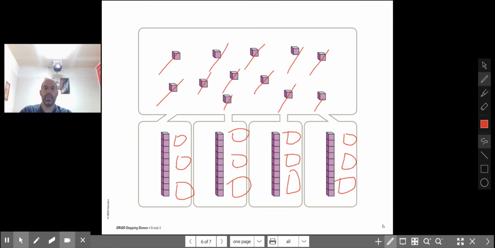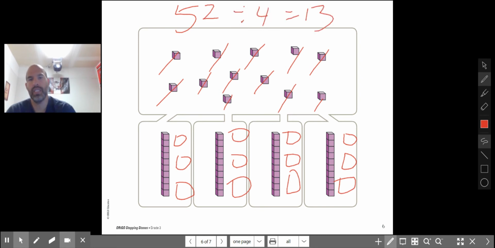So each group gets how many? 10 and 3, which is 13. So what was that first number we had? 52. Divided by 4 is equal to 13. So 52 into 4 equal groups equals 13 in each group.